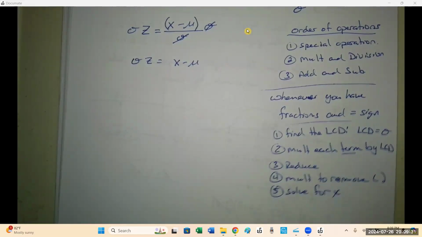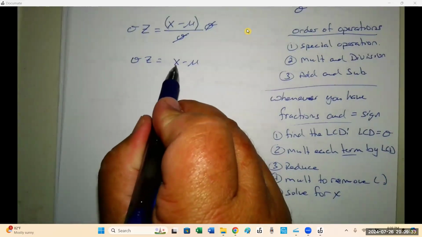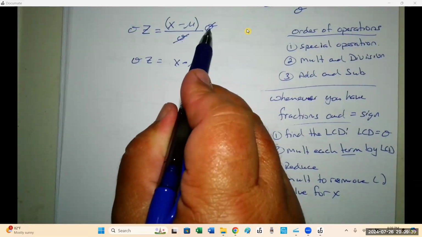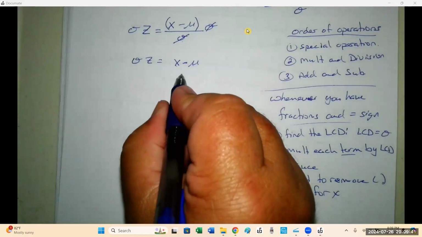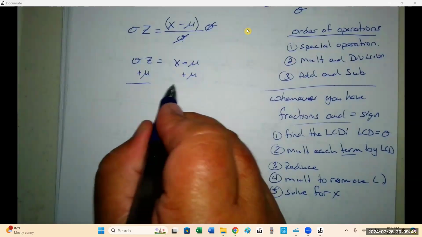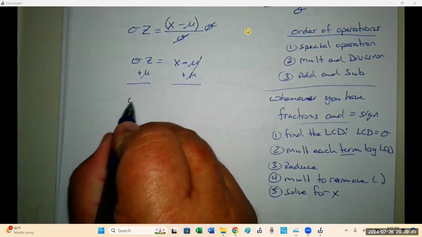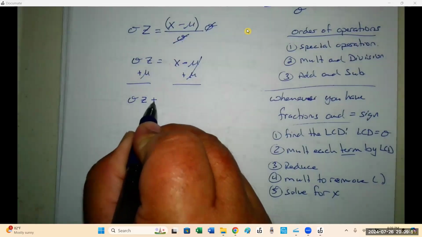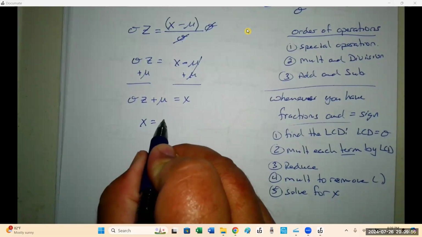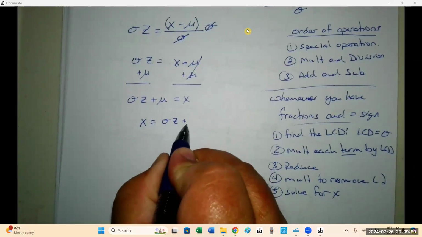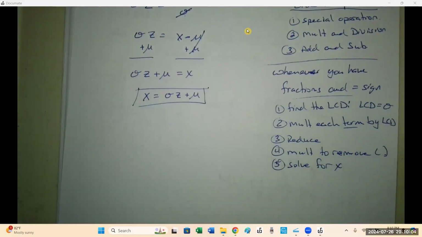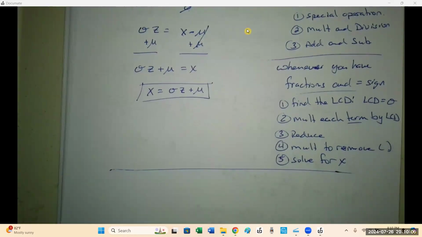And then solve for x. We're going to get x by itself. So what's the opposite? Since this is division, the opposite of division is multiplication. This is subtraction. The opposite of subtraction is addition. Whatever you do to one side, you have to do to the other. So we have rho times z plus mu equals x. So that's how we solve for x.